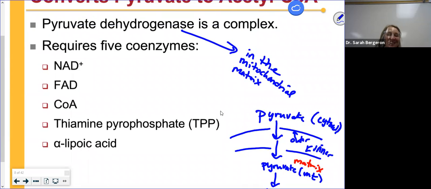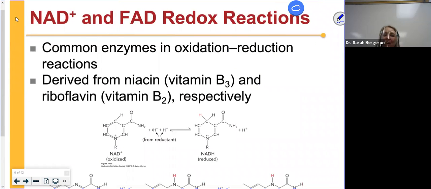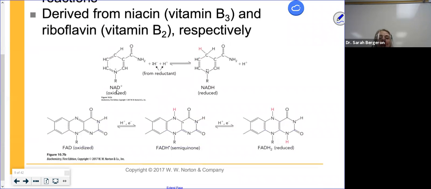All right, so it's a complex in the matrix and we require 5 different coenzymes. Remember we talked about our NAD plus and our FAD being redox reactions, right? You're going to see these a lot in different reactions in metabolism in the body. The citrate cycle and pyruvate dehydrogenase are not the only ones that use redox reactions, but it's a good example of it, right?